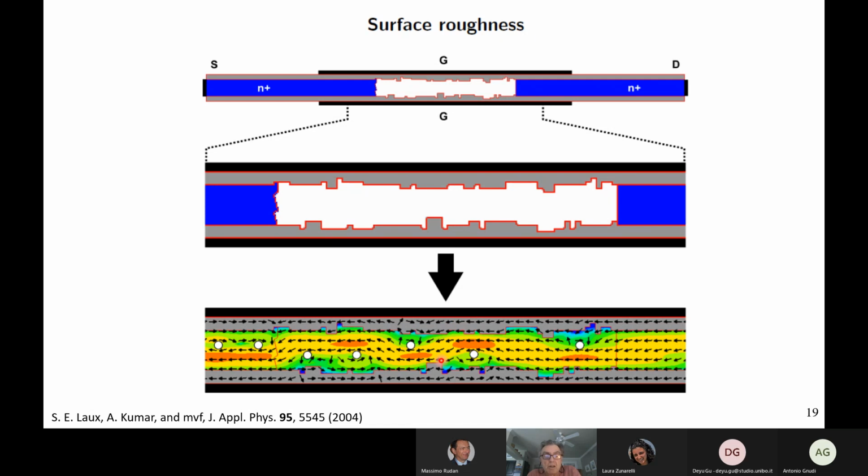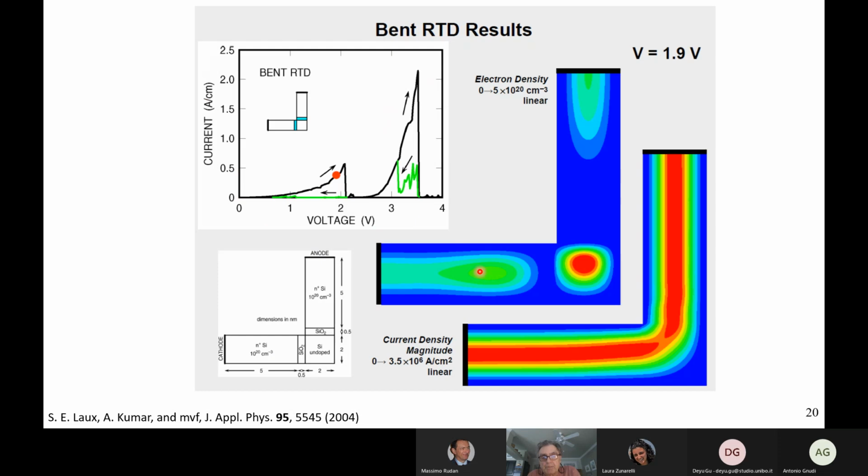So you have to design a particular device to study these effects. They don't show up in your everyday devices. At least I'm not aware of any clear evidence that this happens.